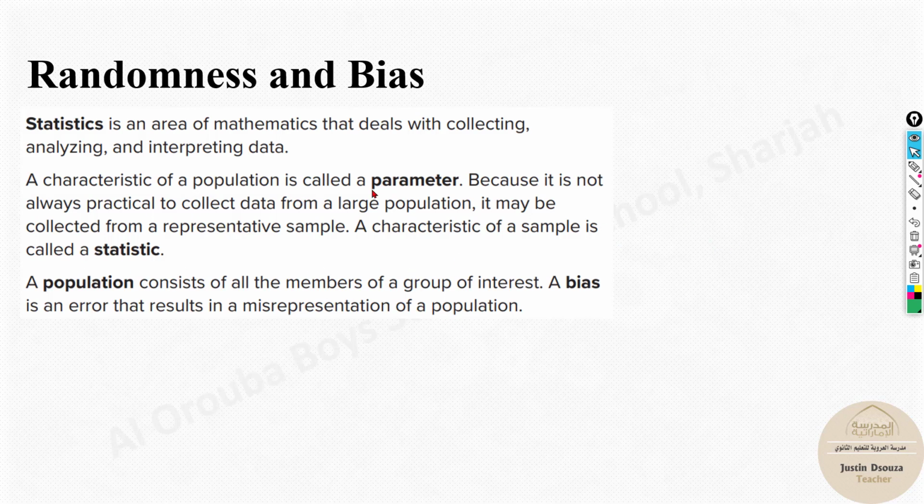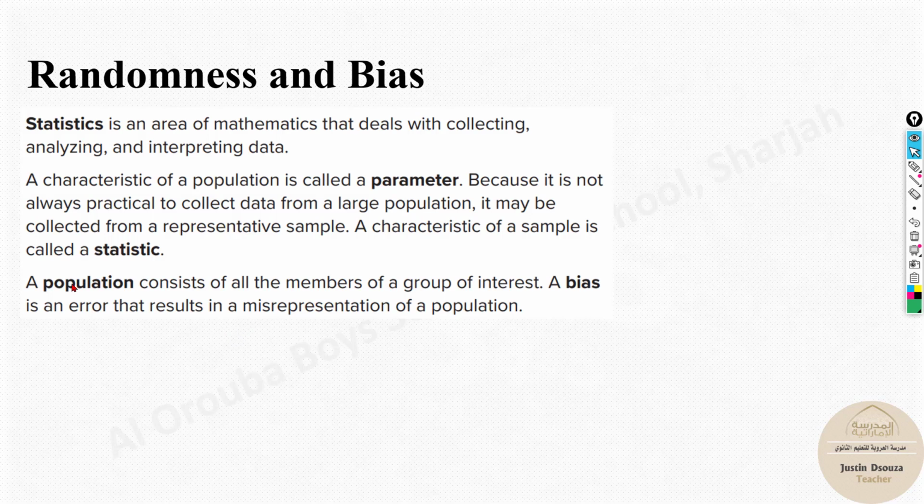So the characteristic of a population is a parameter, because it's not always possible to collect the data of the whole population. Say, for example, you want to do some research in a particular state, or in an emirate, Sharjah. It's not possible to ask everyone. You might ask certain random people, and that would be a parameter.